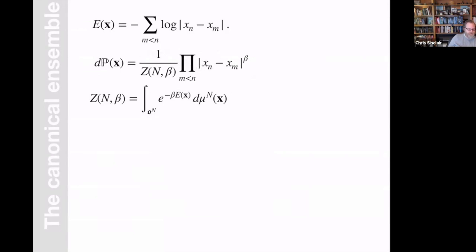So when we do this, when you actually do the exponentiation, what you find is that you get a product of differences of those roots with absolute values.